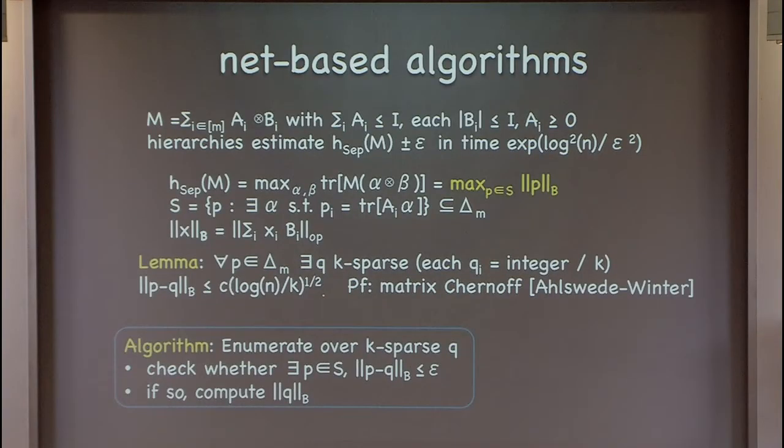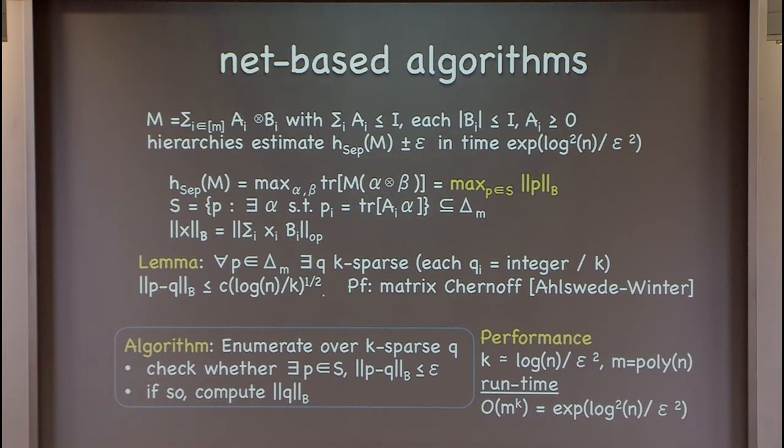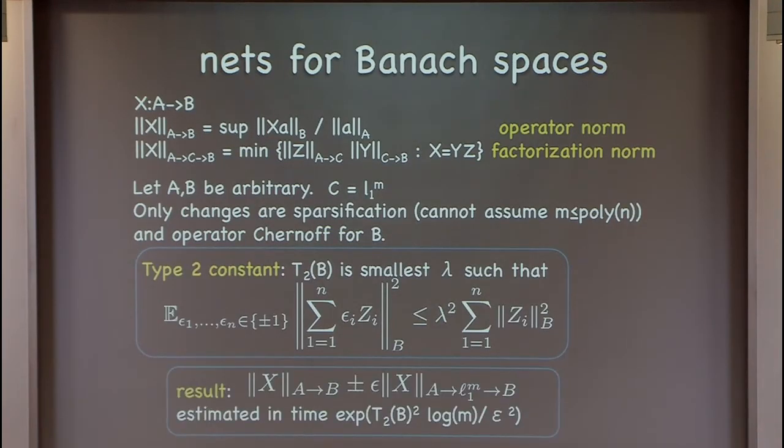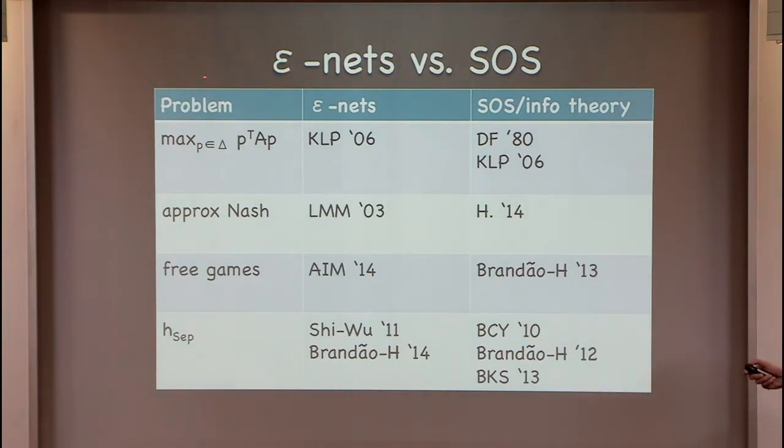Okay, so maybe I'll just skip over the fact that you can do these things with epsilon nets. I will say that this is most of the proof, so it's pretty concise also. You can generalize it to factorization norms. I'll skip that too. I'll briefly mention that there are many problems: maximizing a quadratic function over the simplex, approximate Nash, HSEP, something else called free games, where you have 2 provers, but you ask them uncorrelated questions. For all these problems, we now have basically identical performance between the best epsilon net algorithm and the best sum of squares algorithm that we analyze using information theory.